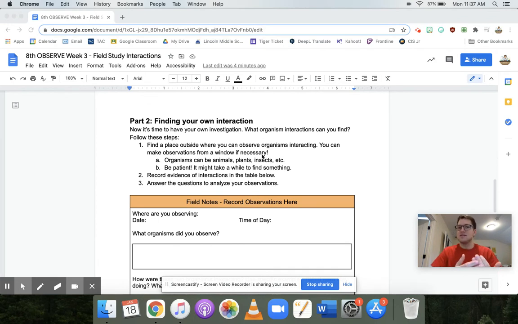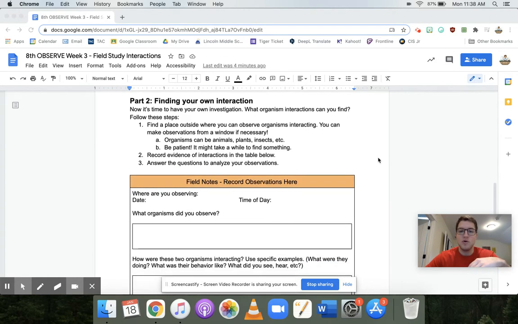from your window inside if you don't want to go outside, but you're looking for some creatures in nature. It can be plants, it can be animals, it can be insects, et cetera. Avoid human-to-human interactions because that's not something that we're looking at. We're looking for other organisms.